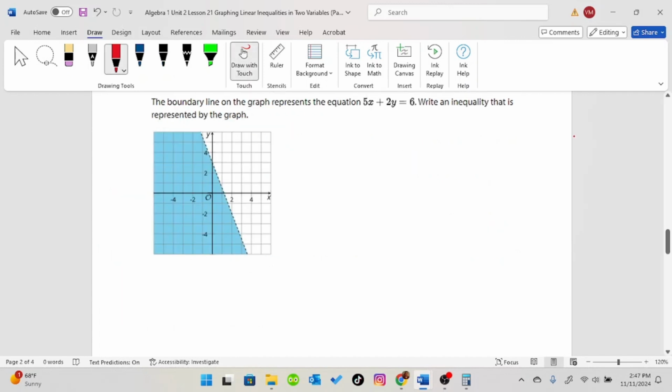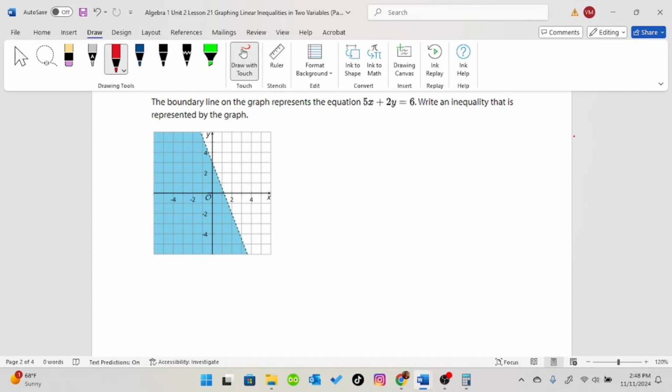Our next practice problem says, the boundary line on the graph represents the equation 5x + 2y = 6. Write an inequality that is represented by the graph. So the first thing to notice is that it is a dashed line. That means we are not including it. So we only want to know, should we change the equation to a less than symbol or a greater than symbol?